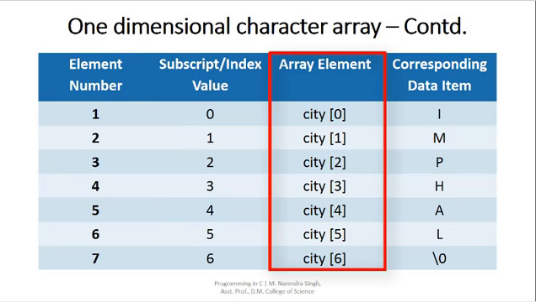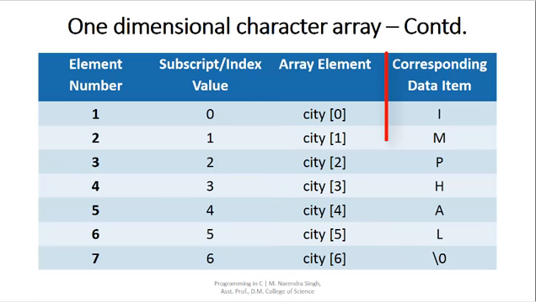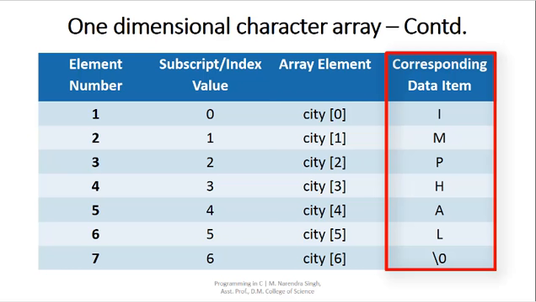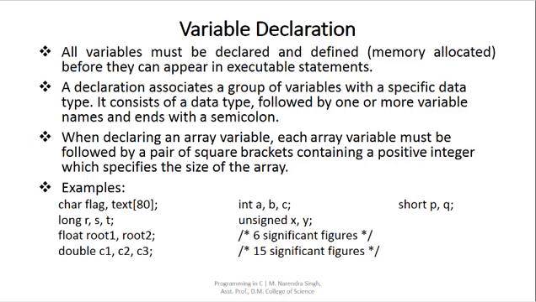The array elements will be denoted by city[0], city[1], and so on. And the corresponding data items stored in the array city are I, M, P, H, A, L, and the last character will be the null character. So the character I will be stored in city[0], M in city[1], and so on, and L in city[5], and the last character, the null character, will be stored in city[6].